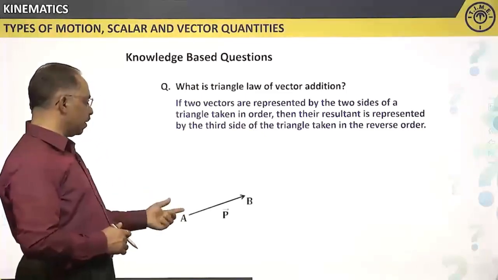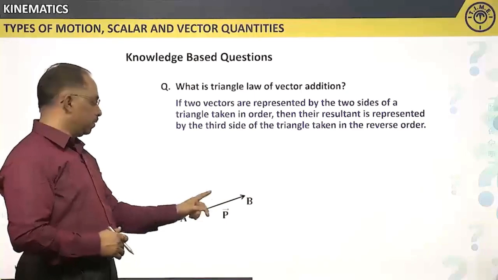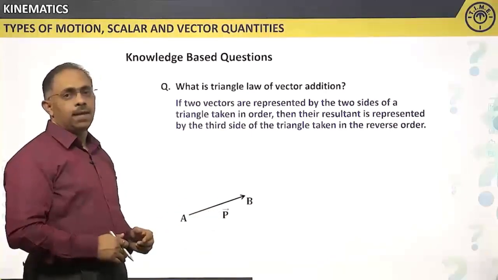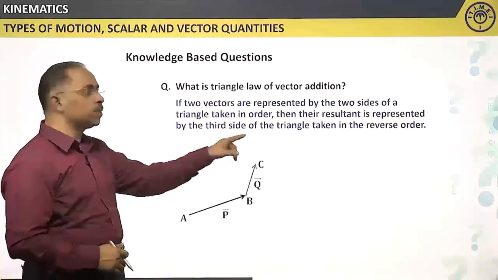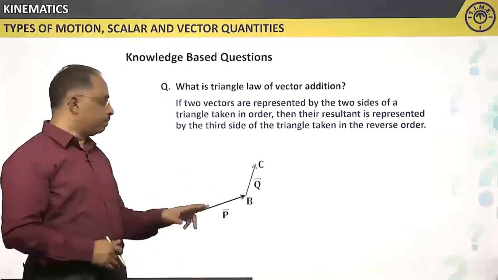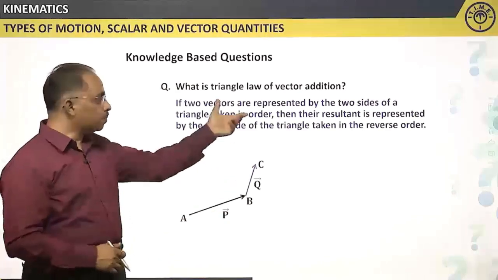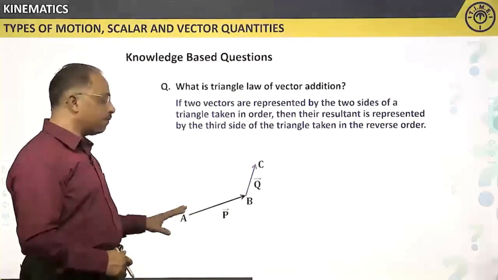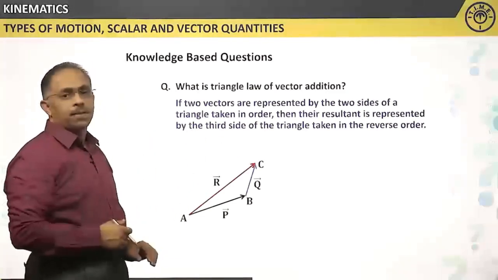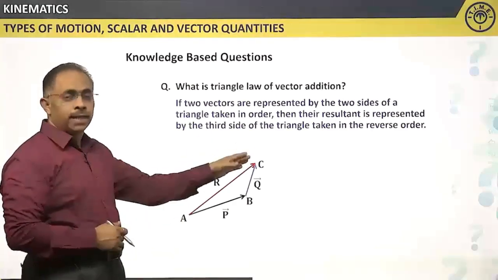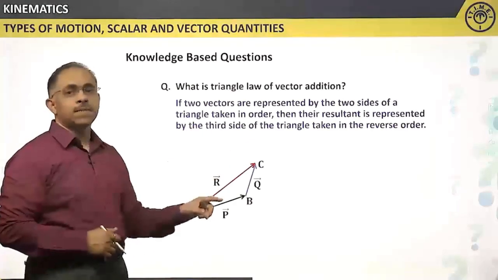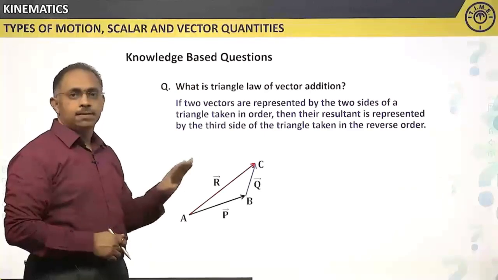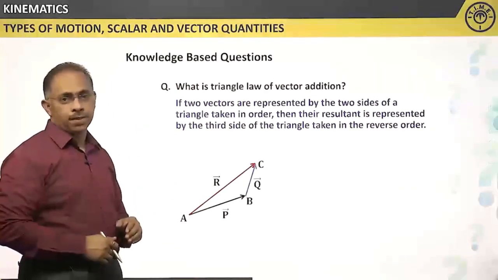First, suppose I take one vector AB. This A to B is representing the vector P. Another vector I will take, starting from B to C, that is the Q vector. If these two vectors have to be added as per the triangle law, we will have the resultant of these two starting from A to C. If I draw an arrow from A to C, this arrow will represent the sum of these two. So I will get R is equal to P plus Q. That is the triangle law of addition of vectors.